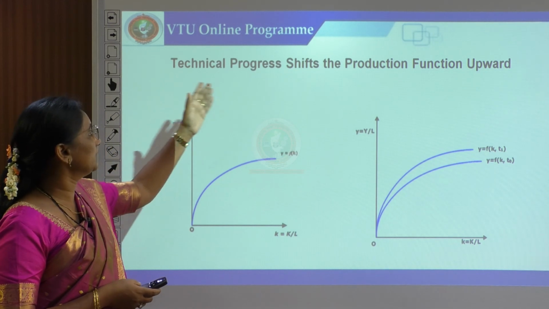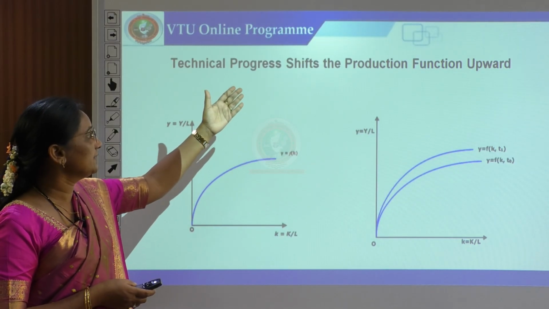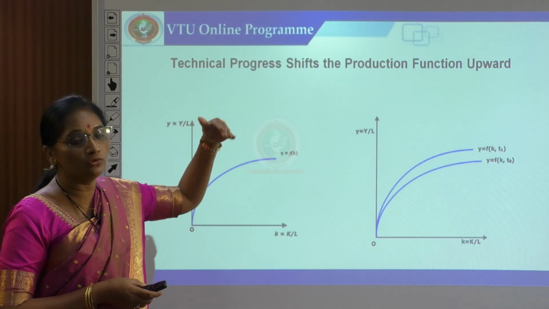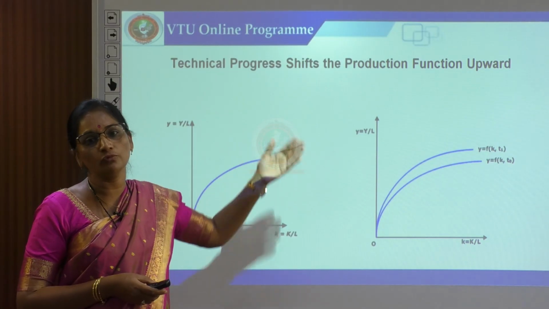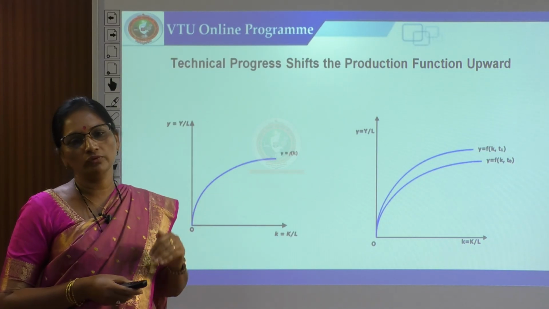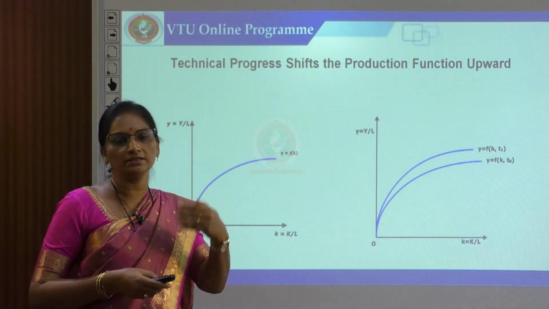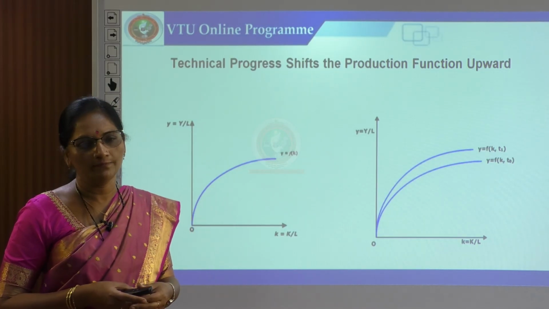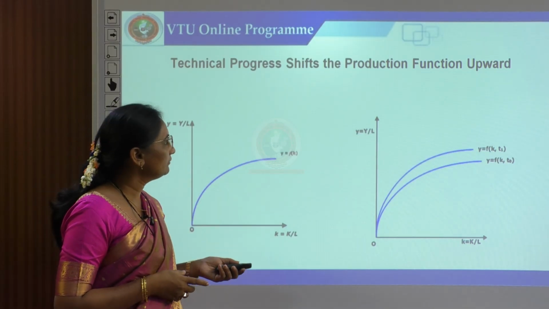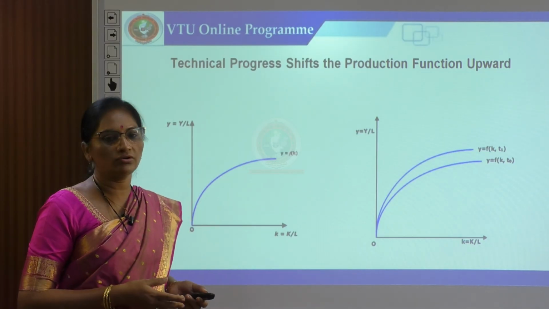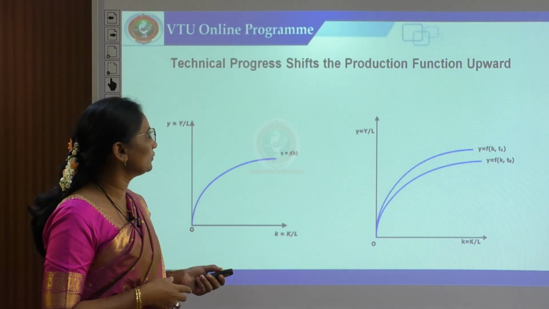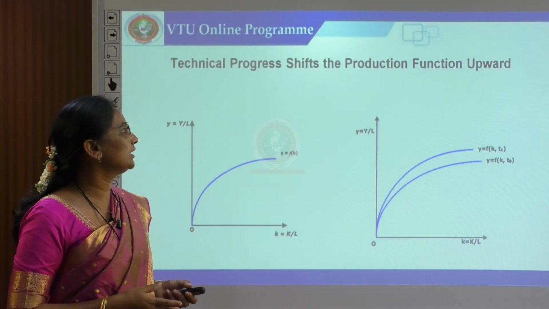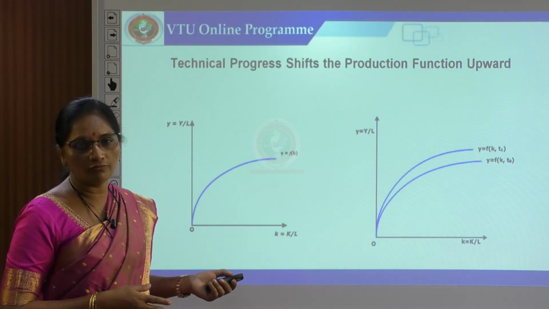Because of technical progress, the production function moves upwards; it shifts the curve upward instead of downward. As we increase the technology, the output starts increasing at that level. So the concept we need to understand here is that technological progress shifts the production function upward.